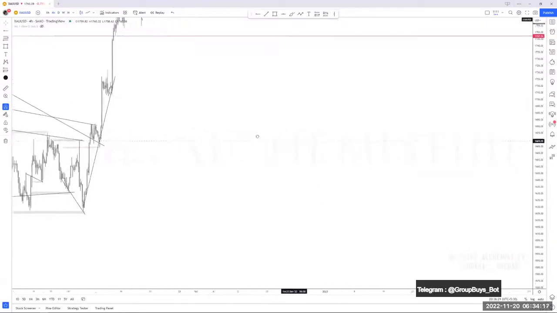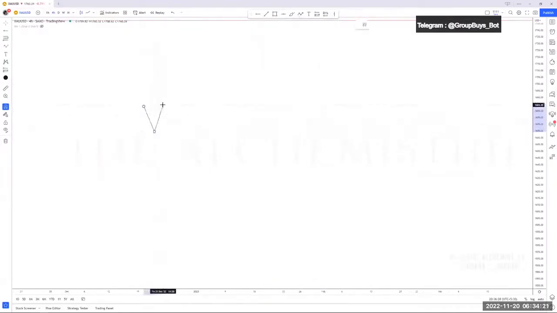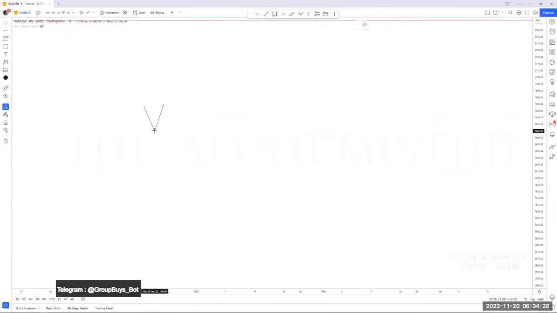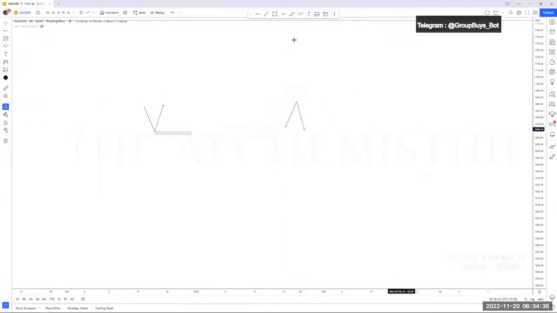First, a support will look like this. This is how a support would look. We call it a V formation. This right here is how a support would look on a line chart. So this area right here will be the support, the key level. And this right here will be the resistance, the same thing, something like an A formation.